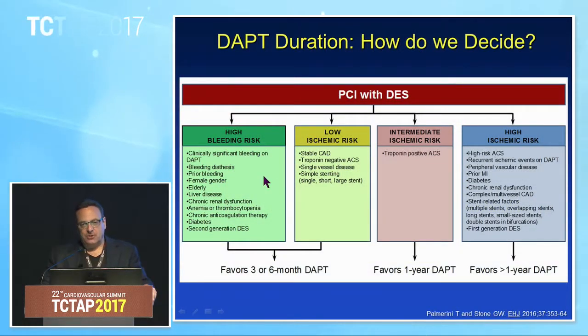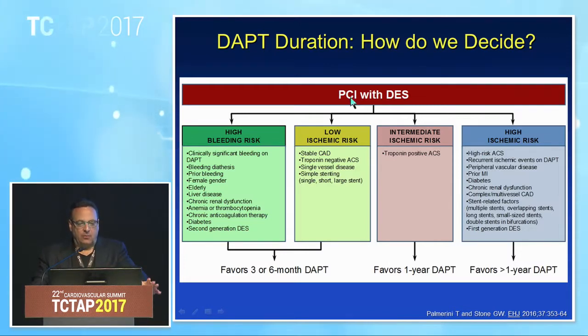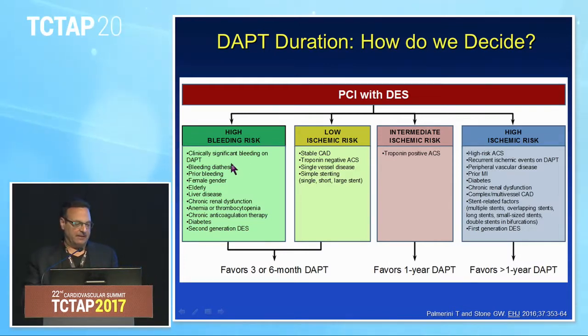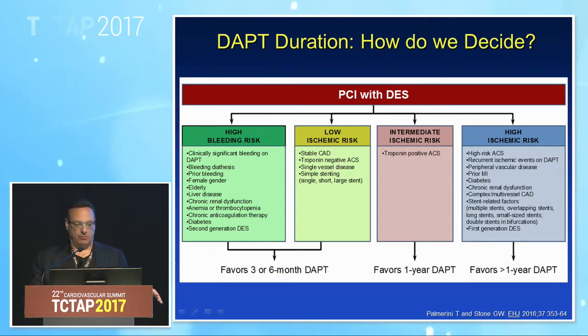Now, one way to do it, which has been advocated again by Tullio Palmerini and Greg Stone in this review article that they wrote last year in the European Heart Journal, is they said, well, let's just separate the groups and we can identify patients who are at high bleeding risk, patients who have bleeding diatheses, who are on chronic anticoagulation, who have chronic liver disease, who have had a previous history of bleeding on DAPT. These are high bleeding risk patients. There we want to shorten the DAPT. We want to give 3 to 6 months.